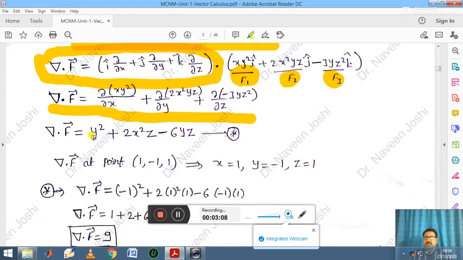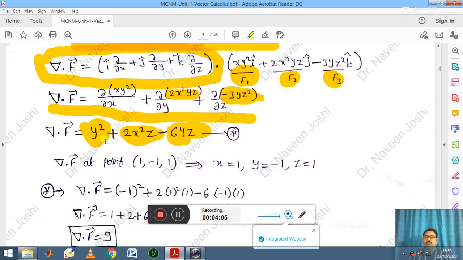Okay. Then let's go for differentiation. Here xy square, partial differentiation with respect to x gives 1 and y square you are treating as a constant, so you are writing it as it is. So differentiation of xy square gives only y square. Then similarly the second term 2x square yz, you are differentiating with respect to y partially. So x square and z you are treating as a constant, so you write 2x square z, and differentiation of y gives 1. Similarly the third term minus 3yz square, here we are differentiating with respect to z. So z square differentiation gives 2z and minus 3y you are treating as a constant. Therefore, the differentiation gives minus 6yz.